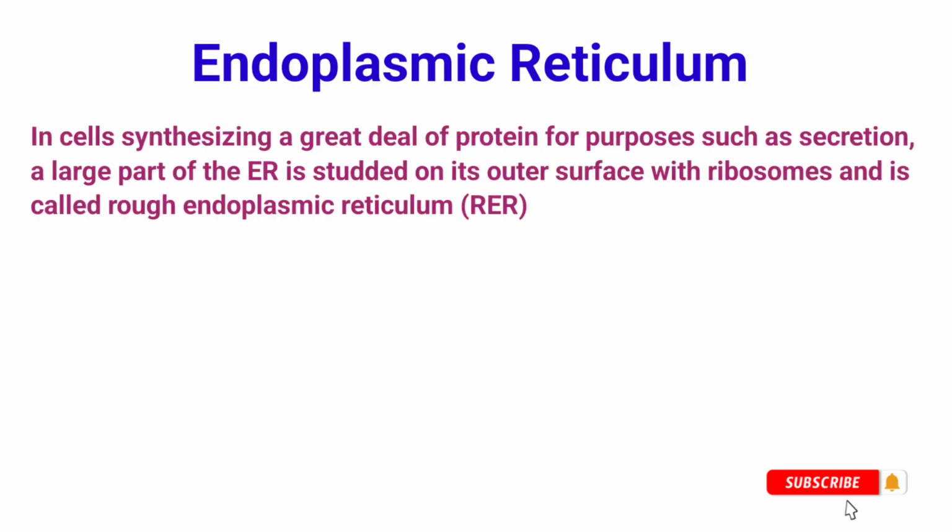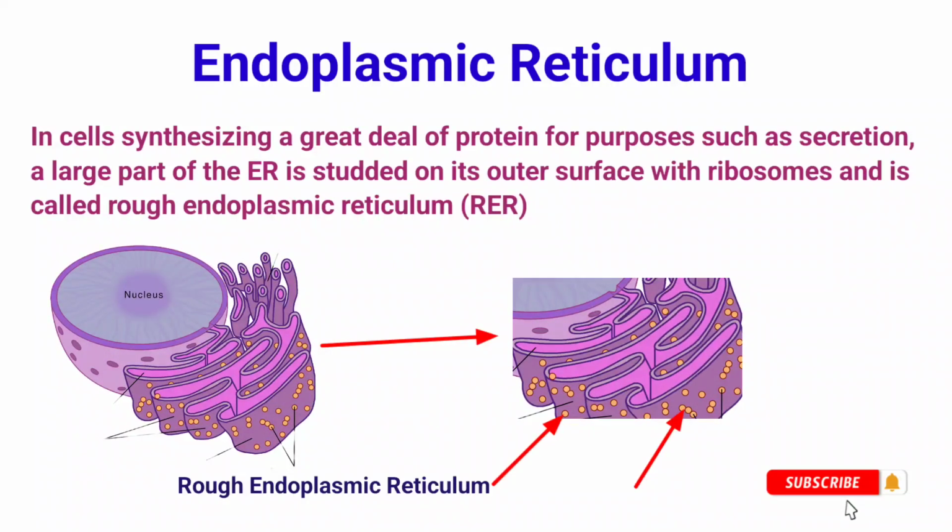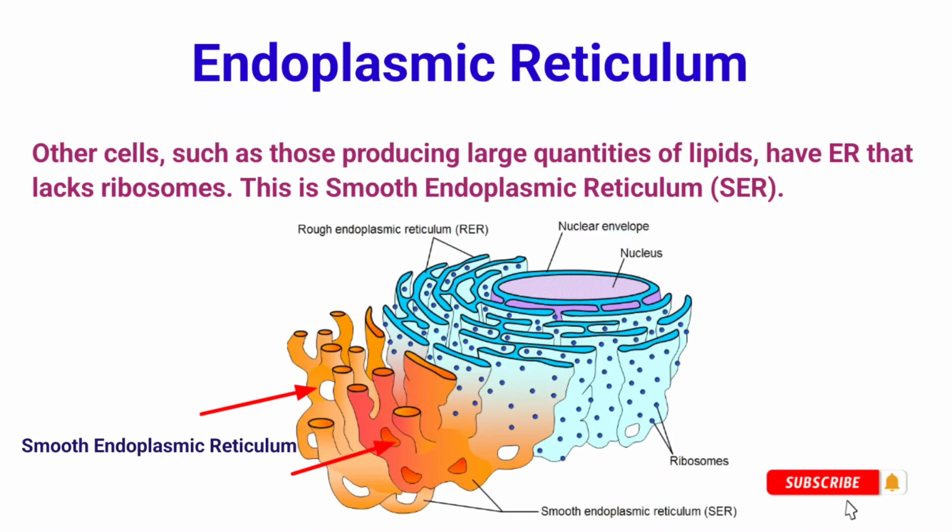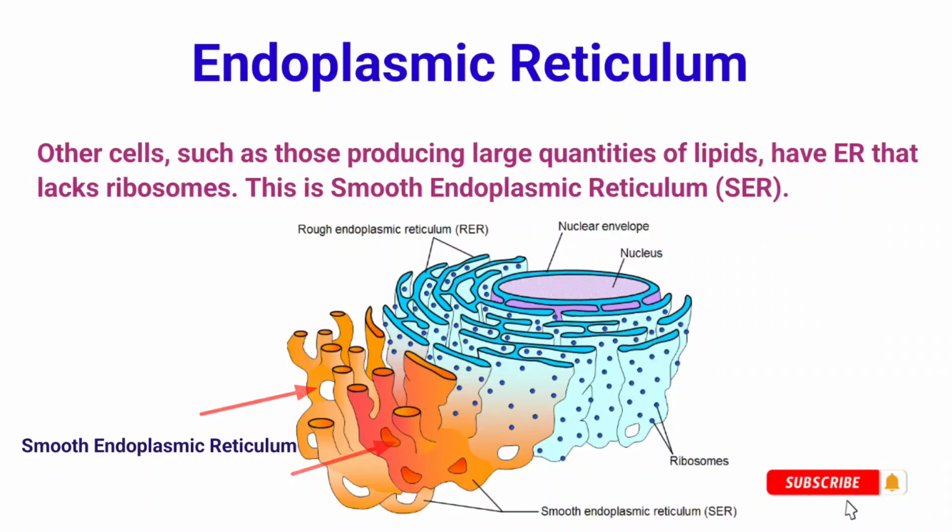In cells synthesizing a great deal of protein for purposes such as secretion, a large part of the endoplasmic reticulum is studded on its outer surface with ribosomes and is called rough endoplasmic reticulum. Other cells, such as those producing large quantities of lipids, have endoplasmic reticulum that lacks ribosomes. This is called smooth endoplasmic reticulum.